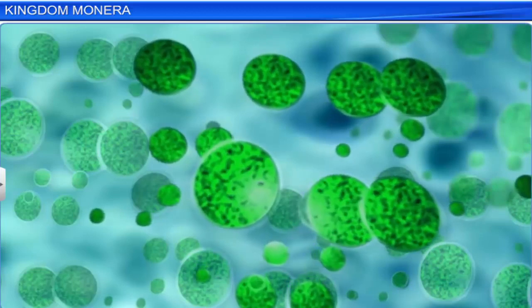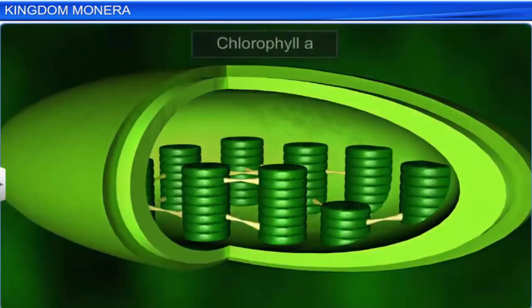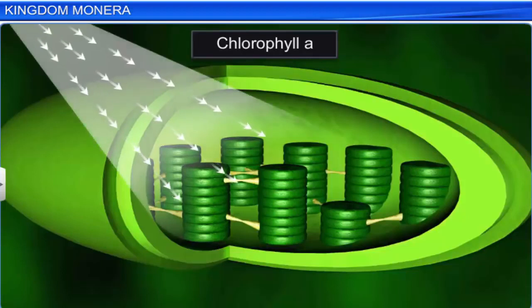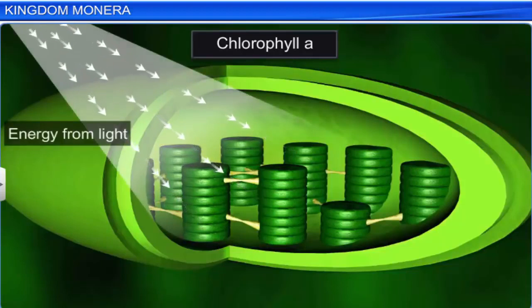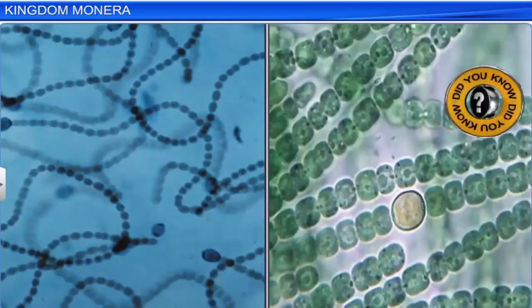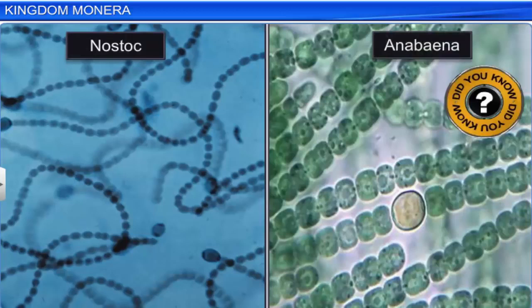Like plants, cyanobacteria have chlorophyll a, and they are, like them, photosynthetic autotrophs. That is, they synthesize their food by using light energy. Did you know cyanobacteria like Nostoc and Anabaena can also fix atmospheric nitrogen in their specialized cells called heterocysts?